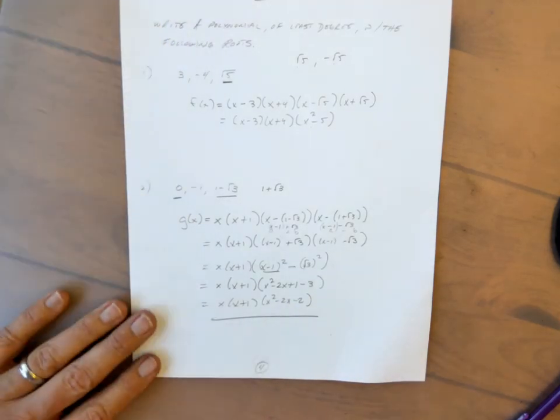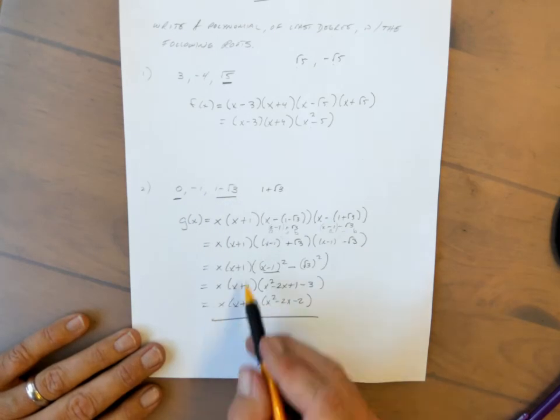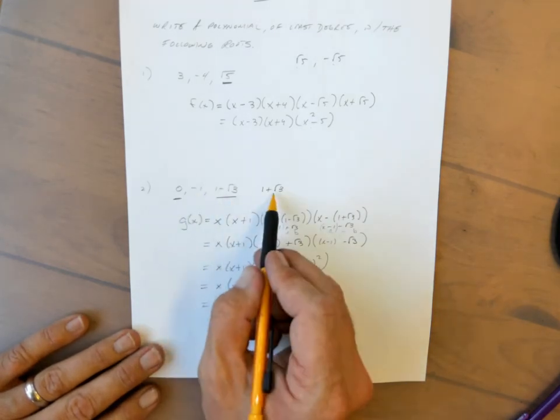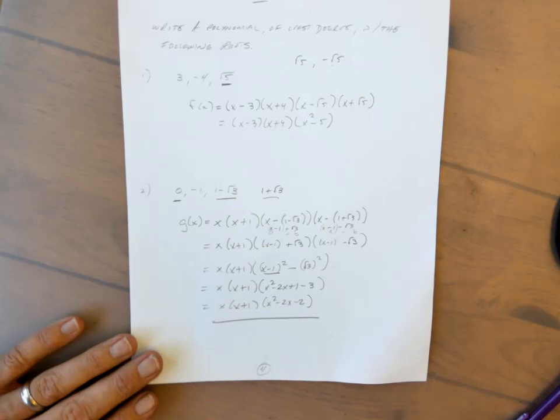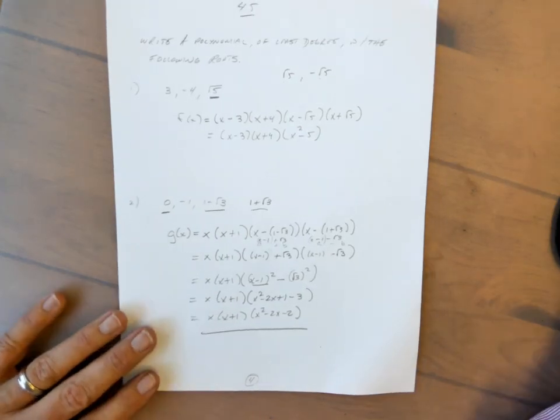So there's a polynomial which has these as its roots. Notice we'd have a 4th degree. They gave us 3 roots, but we know we have to have that conjugate for the irrational root. Hope that helps, and we'll see you soon.